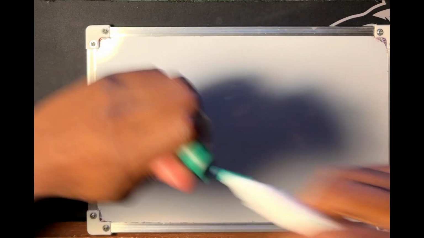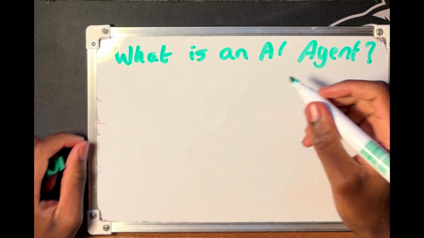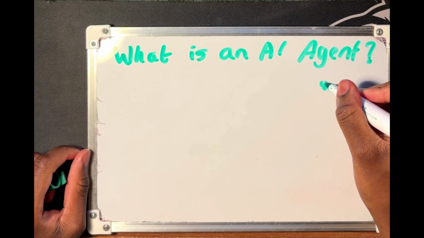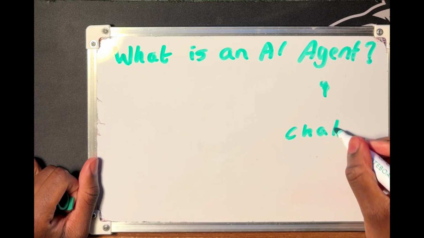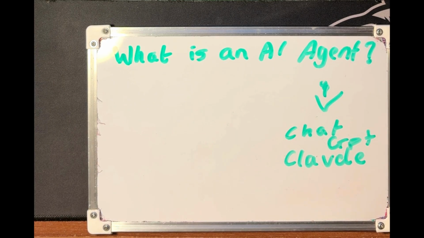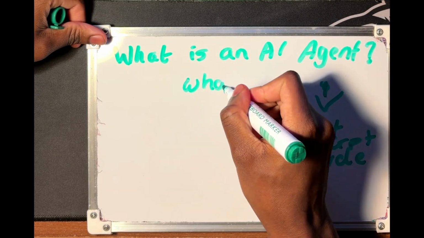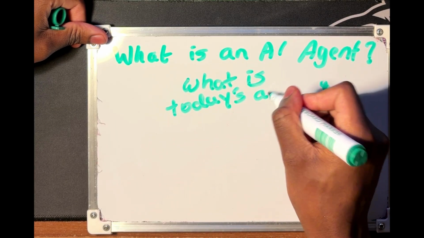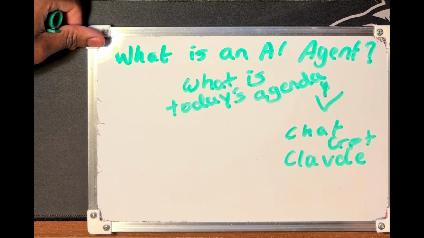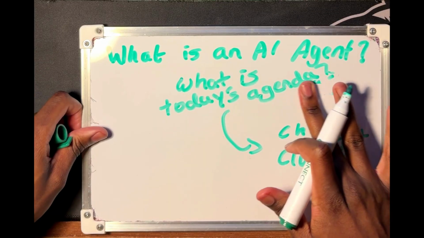So, first things first, what is an AI agent, right? Think of it like this. What's the workflow right now? You probably have a prompt in, and then you probably have something like ChatGPT. You put in your prompt, say, for example, what time is it in Canada? Or actually, let's give a practical example. What is today's agenda? So, you go into ChatGPT and you say, what's today's agenda?